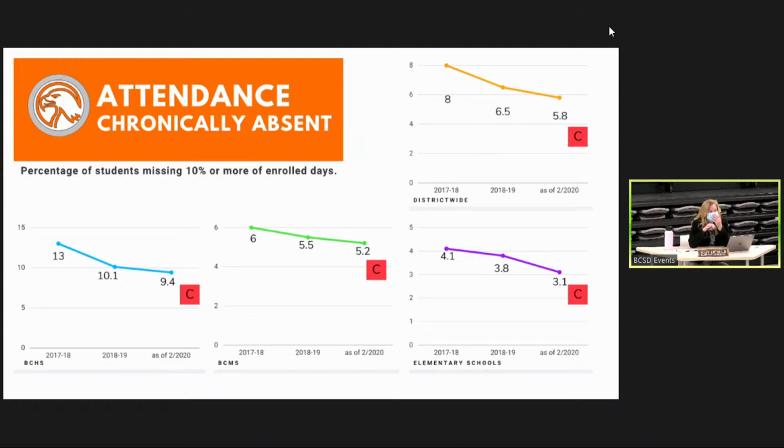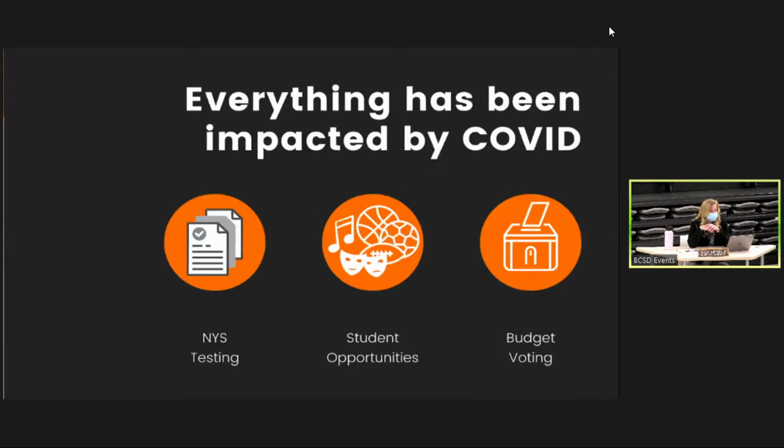And that was really just concerted efforts on trying to work with families and letting them know the importance of being in school and not having a lot of absenteeism. But we'll have to cycle back to that at some point. So really everything has been impacted by COVID. Testing, all the student opportunities, co-curricular activities, and even the budget vote, like I mentioned.